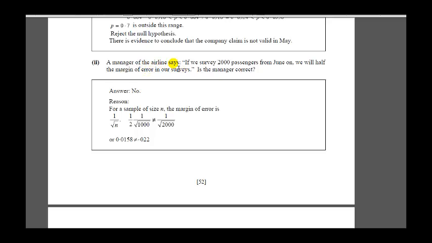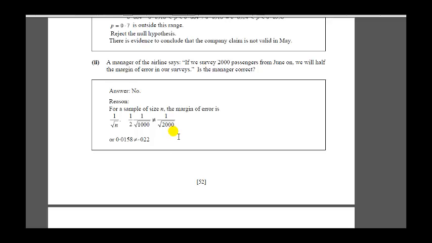A manager of the airline says if we survey 2,000 passengers from June on, we will halve the margin of error in our surveys. Okay, so for a sample of size n, we know that the margin of error is 1 over root n. So if n is 2,000, the margin of error is 1 over root 2,000. We want to see if that is half of our previous margin of error, where the sample size was 1,000. Well, half of 1 over root 1,000 is not actually equal to 1 over root 2,000.